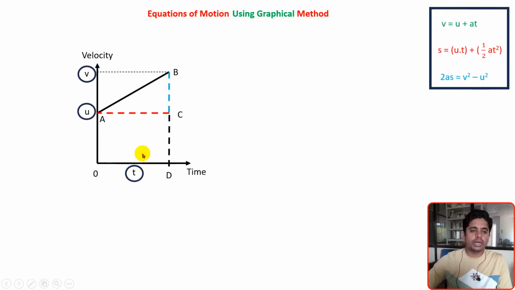Let us consider this graph and see what it indicates. Here u is the initial velocity of the object, v is the final velocity, t is the time interval, a is the acceleration, and s is the distance traveled by that object.